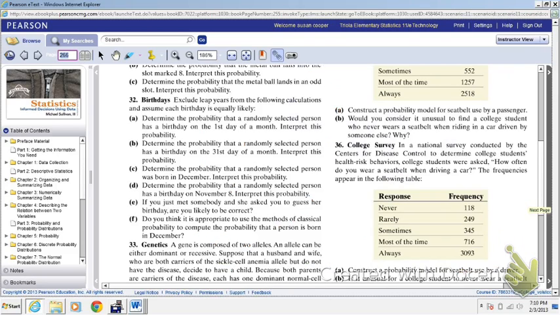Now what I did here, and I hope I can zoom in on this birthday problem, I like to cherry pick these all-encompassing problems from your book that illustrate all these rules that we've been talking about. I'll read it to you first. Birthdays. Exclude leap years from the following calculations and assume each birthday is equally likely. For part A, determine the probability that a randomly selected person has a birthday on the first day of a month and interpret this probability.